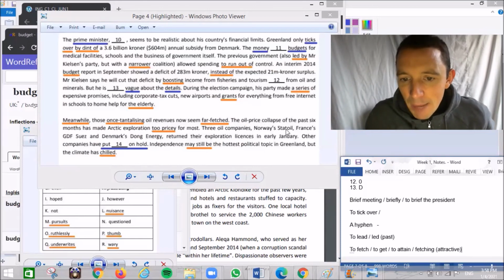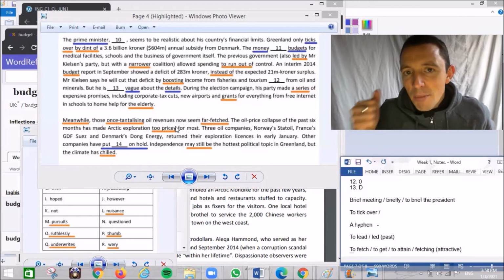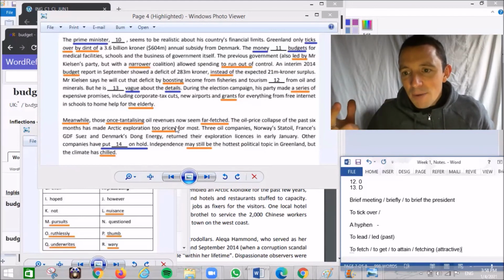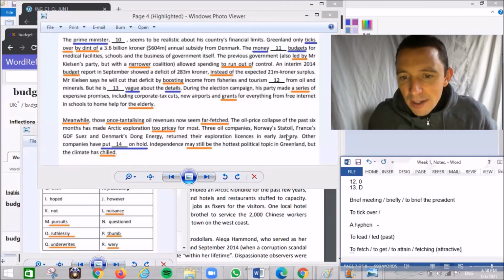The oil price collapse of the past 6 months has made Arctic exploration too pricey. And pricey is the adjective in relation to price, precio. Price is the substantive, and pricey is the adjective. Very good adjective, very interesting. So the restaurant was very pricey, the clothes were very pricey, the holiday was very pricey, like demasiado caro, okay, expensive. 3 oil companies, Norway's Statoil, France's GDF Suez, and Denmark's Dong Energy, returned their exploration licenses in early January.